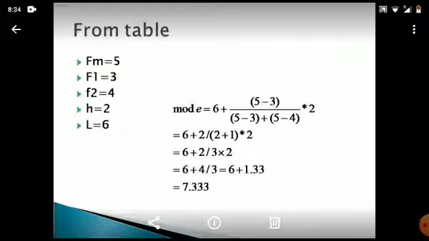First solve the brackets, then addition, then division, then multiplication, and finally addition, and you will get your answer equal to 7.333. If you do not follow the DMAS rule, your answer will be wrong. So for the proper calculations follow the DMAS rule.